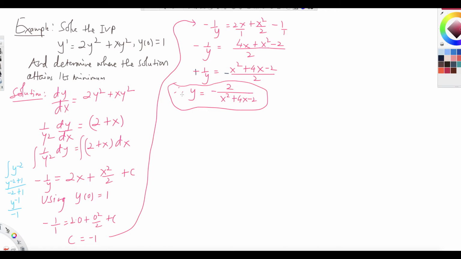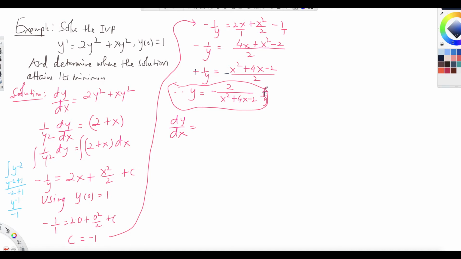So we need to know where this solution will attain its minimum value, for what value of x this solution will be minimum. One idea is you can graph it and then see where it attains the minimum value. The other idea is you just find the derivative of this. What is dy over dx? You need to use the quotient rule. So if you do the quotient rule, what do you get?